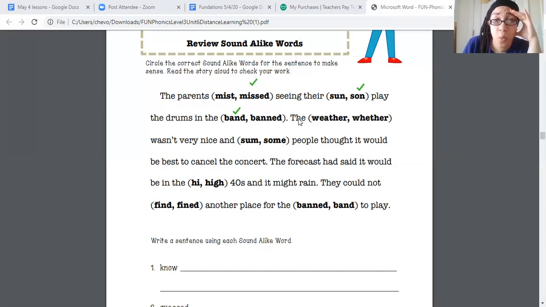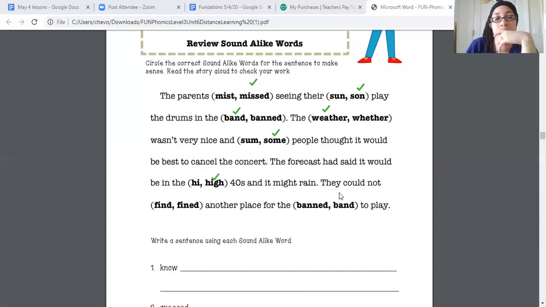All right. The weather wasn't very nice. Which weather did you choose? And some people thought it would be best to cancel the concert. Which some did you choose? The forecast had said it would be in the high 40s and it might rain. So is it high like saying high, or high as in going up higher?